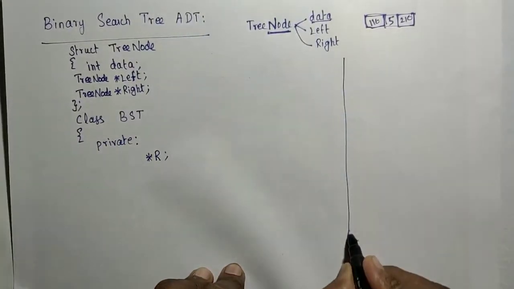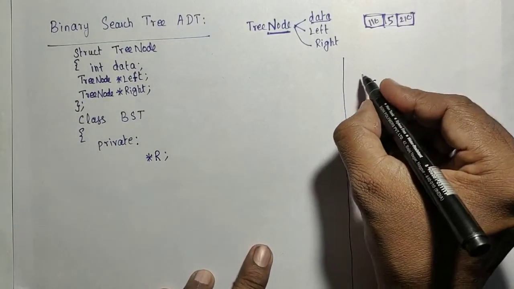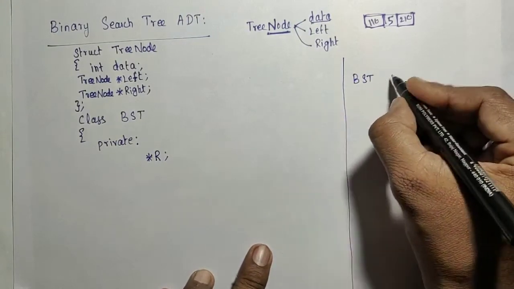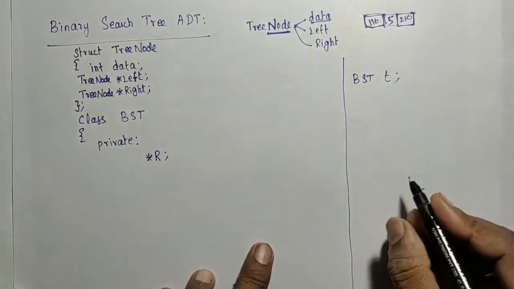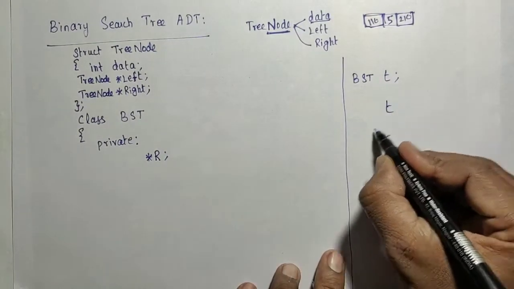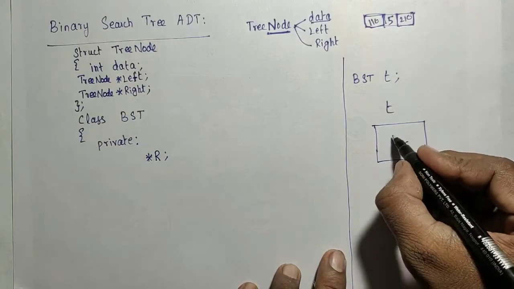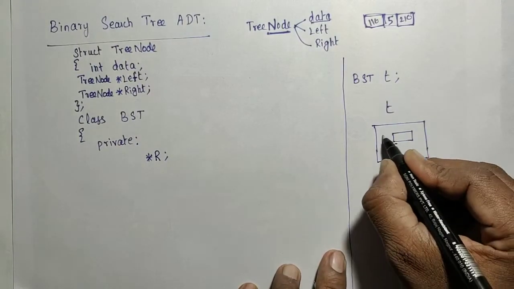Now you tell me, if I want to create a binary search tree object like this in the main, I am going to create BST and then T, like that. If you are creating it, T should have only the address of the first node, correct? The address of the first node, that is the root.